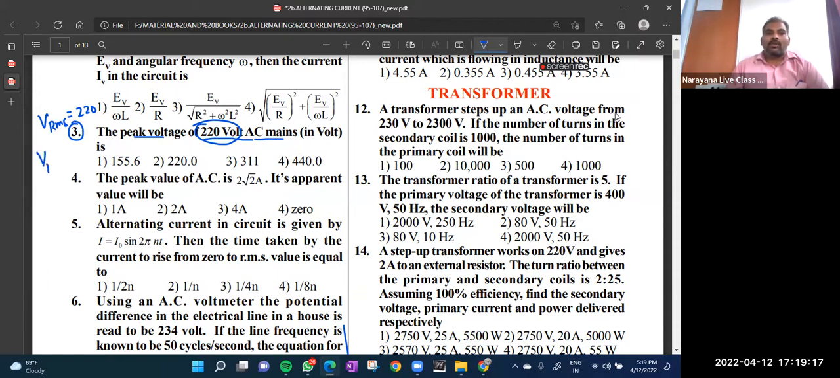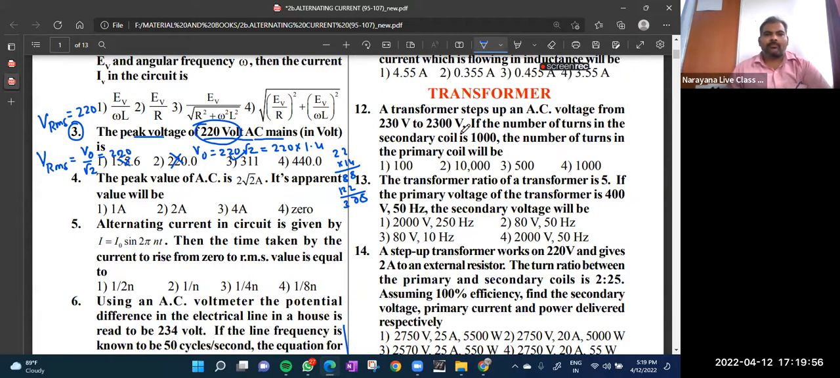Just now I told you the RMS voltage formula. Very good. Peak voltage by root 2 is equal to the RMS voltage, 220. So the peak voltage is equal to 220 into root 2. Root 2 means 1.4. 1.4 into 220 is how much? 22 into 14, if you do it, you get 308. It means option 3 is the correct answer.